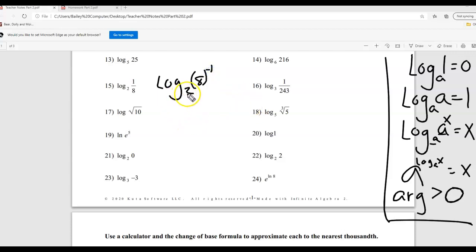All right, the next thing we're going to do is, like the other two, we're going to get the bases to match. It turns out you can change 8 to be 2 to the 3rd power, right? And then, like when we talked about exponents, we can just put those together.